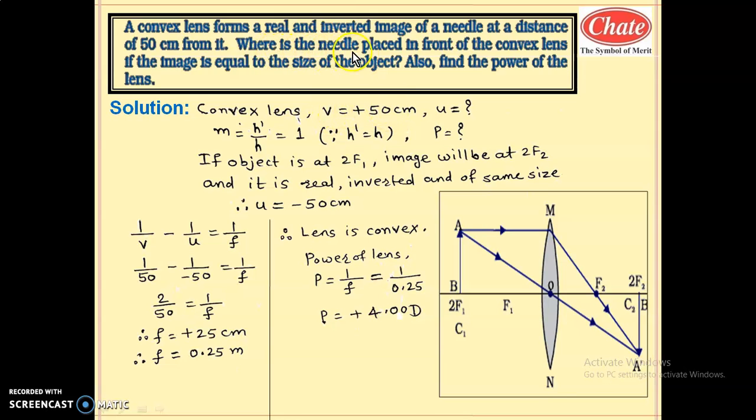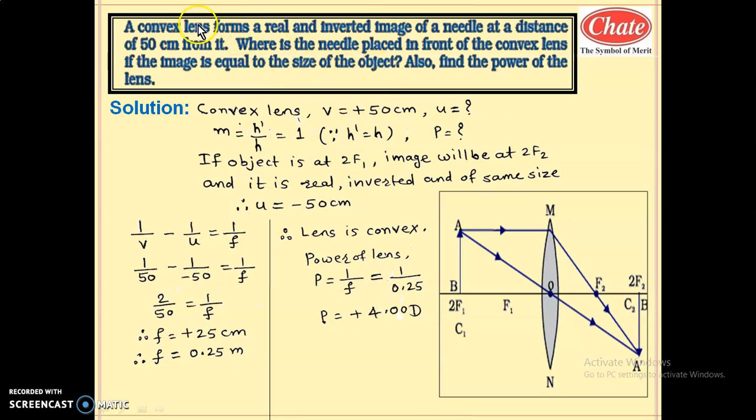Where is the needle placed? In front of the convex lens. Means here we have to find the object position, that is U, if the image is equal to the size of the object.